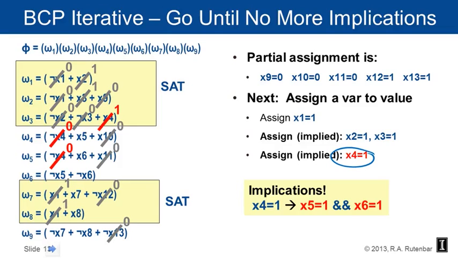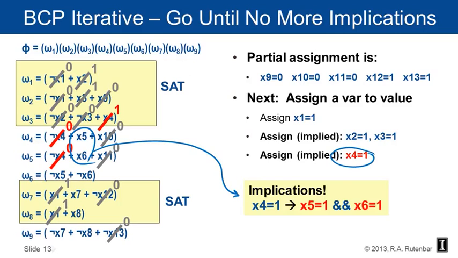x5 is exposed as something that must have a value. And in clause omega 5, x4 is also a 0. Literal x6 is exposed as a value that I now know. So I have now discovered that x5 and x6, we can deduce that they must, by implication, have values. They have to be 1 and 1 respectively. x5 has got to be a 1 and x6 has got to be a 1.